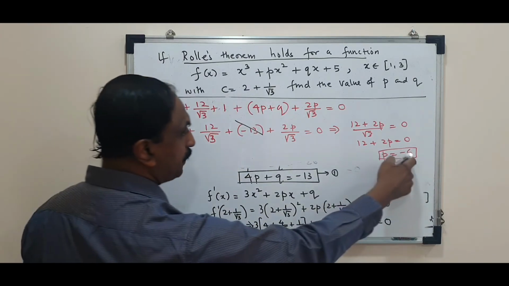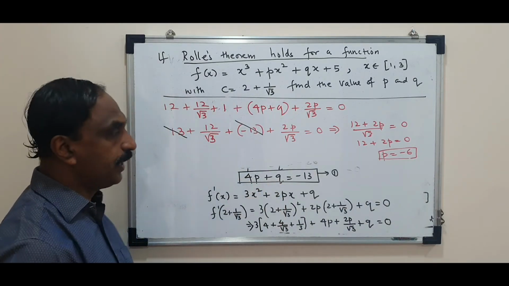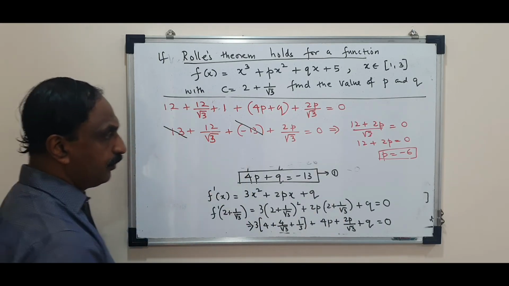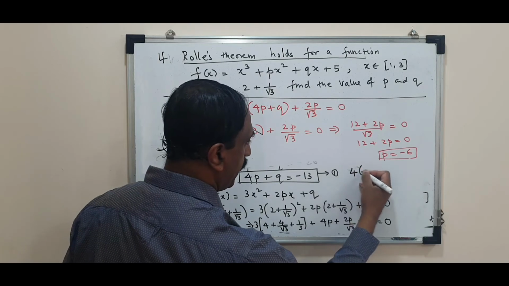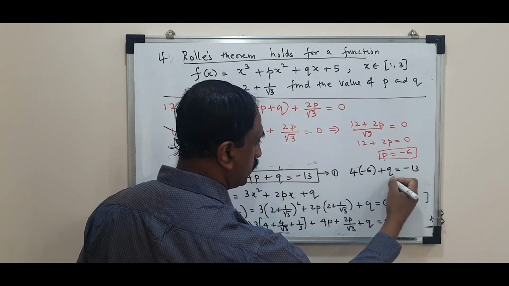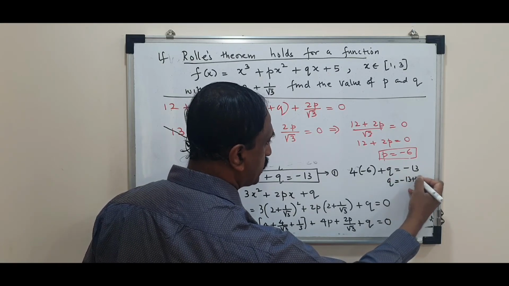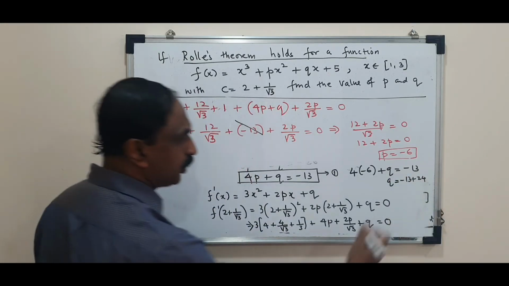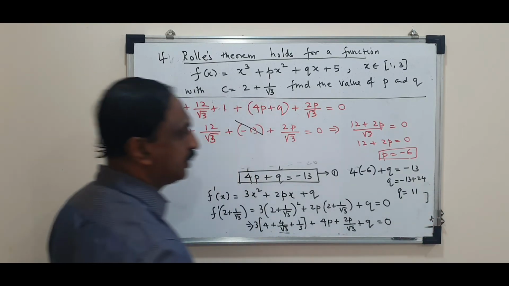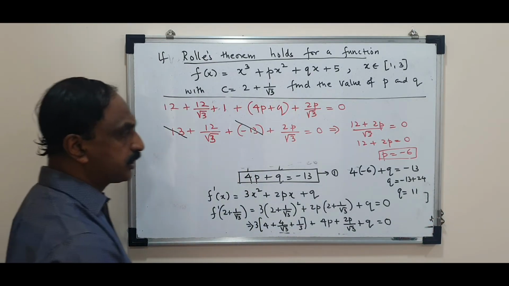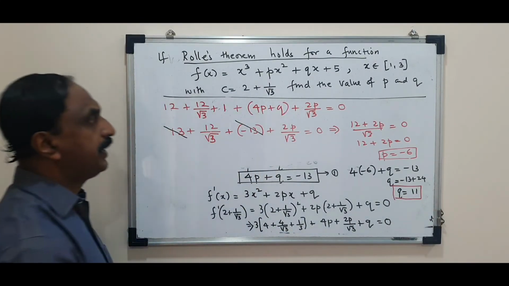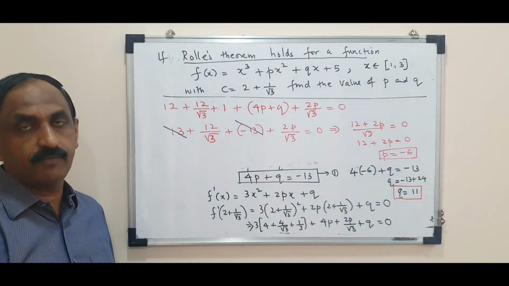Now if I replace p as minus 6, I can get q's value. So I'll go for the next condition. 4 into minus 6 plus q is minus 13. So q is equal to minus 13 plus 24, so q is equal to 11. So you have p is minus 6 and q is 11. So your answer is p is minus 6 and q is equal to 11.